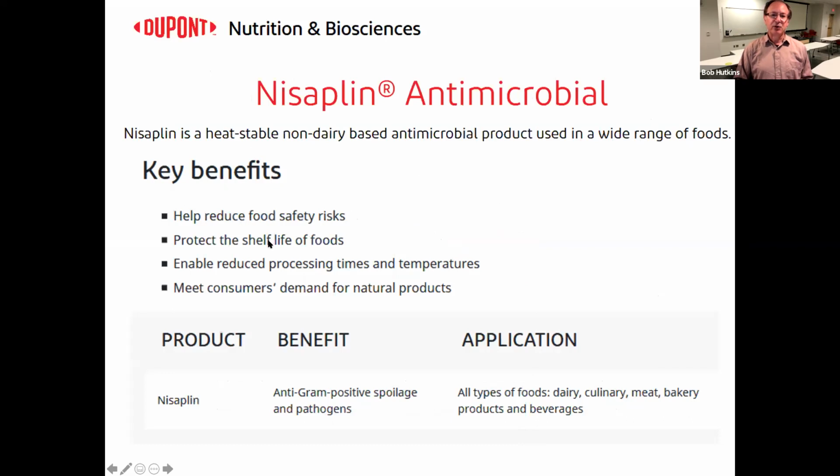Reduce food safety risk, protect shelf life, reduce processing times, we'll get to that in a second, meet consumers' demand for natural, because it's all natural. It's produced by a bacteria that's normally used in cheese. Anti-gram-positive spoilage and pathogens, all types of foods.